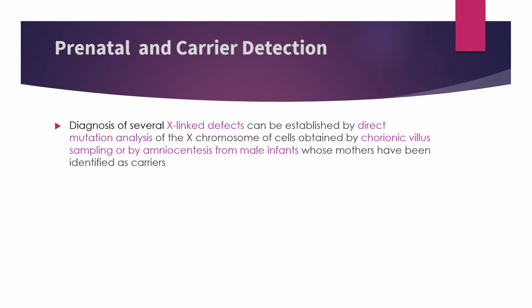Prenatal and carrier detection. Diagnosis of several X-linked defects can be established by direct mutation analysis of the X chromosome of cells obtained by chorionic villus sampling or by amniocentesis from male infants whose mothers have been identified as carriers.